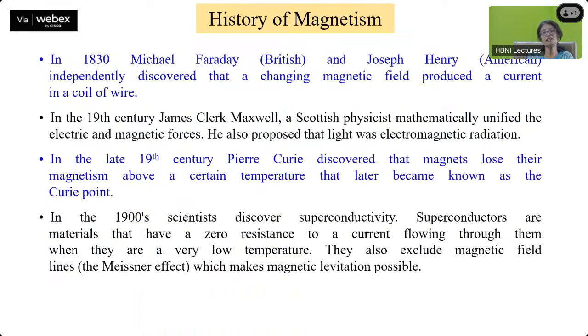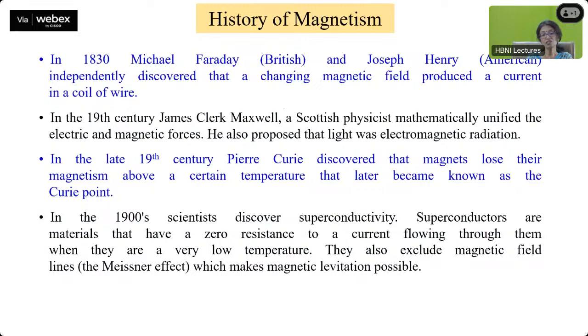Then Michael Faraday in 1830 and Joseph Henry independently discovered that a changing magnetic field produced a current in a coil of wire. Then Maxwell in the 19th century, a Scottish physicist, mathematically unified the electric and the magnetic forces, and he also proposed that light was electromagnetic radiation.